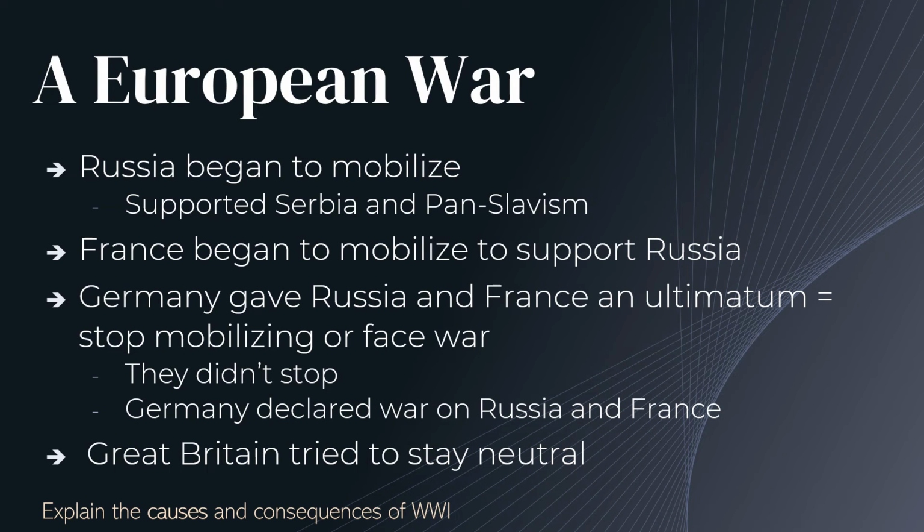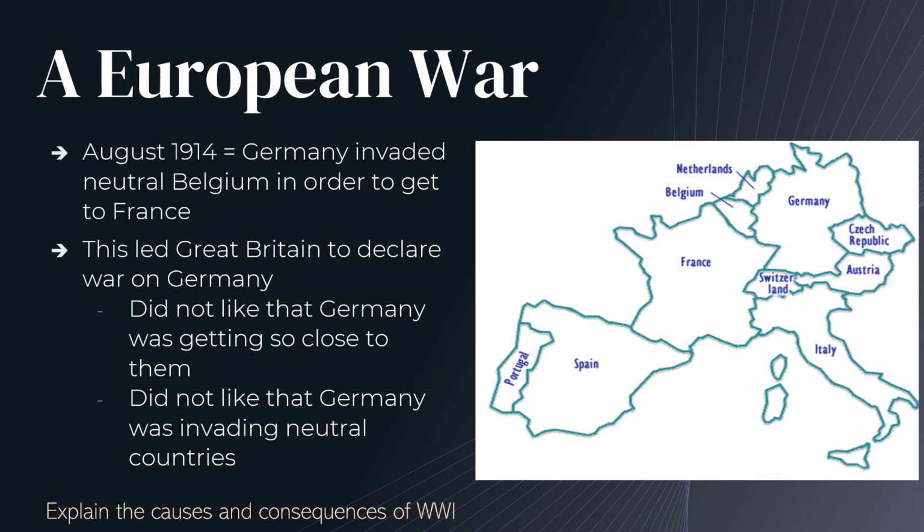So Russia's mobilizing because they support Serbia and Pan-Slavism. France begins mobilizing. Germany tells Russia and France, stop mobilizing or we're going to declare war on you. Russia and France don't stop, so Germany declares war, true to their word. Great Britain at the moment is trying to stay out of it. Yes, they are part of the Triple Entente, but they're trying hard to stay out. If you remember, they weren't vowed to support each other. So we have this European war going on.